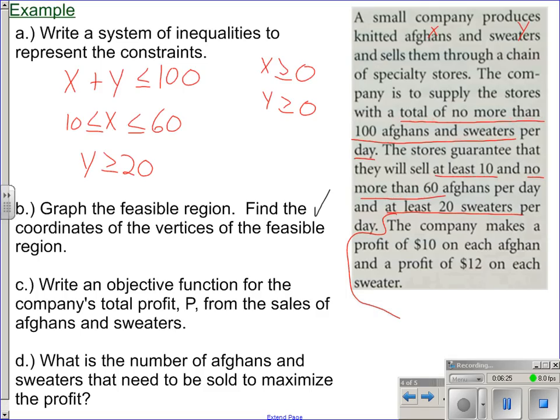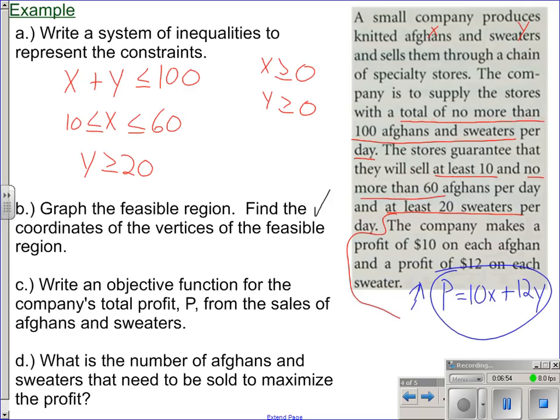Part C, write an objective function for the company's total profit, P, from the sales of the Afghans and the sweaters. All right, that's this part down here. The company makes a profit of $10 for each Afghan. So the profit would be 10x plus, and a profit of $12 for each sweater, so 12 times y. This is our objective function.